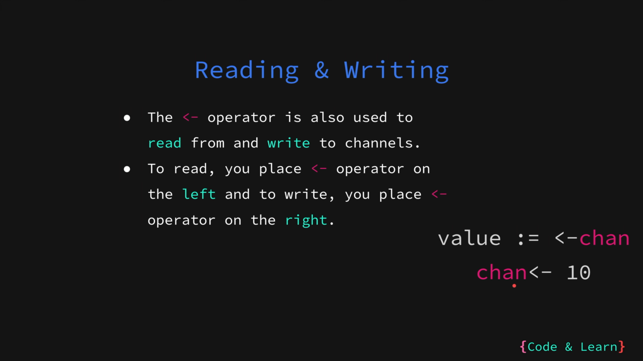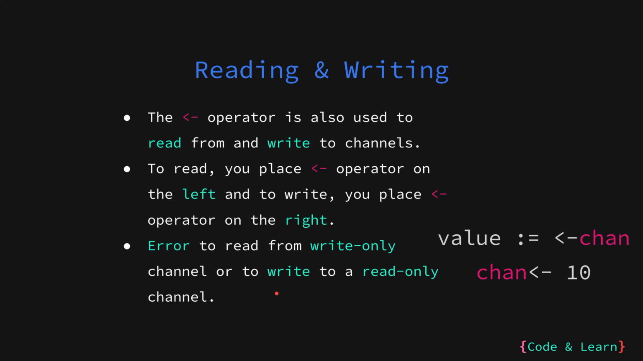And then in the second example, I'm putting a value 10 by using the arrow dash operator on the right of the channel. Please note that it is an error if you try to read from a write-only channel or if you try to write to a read-only channel. Now let us understand reading and writing using an example.